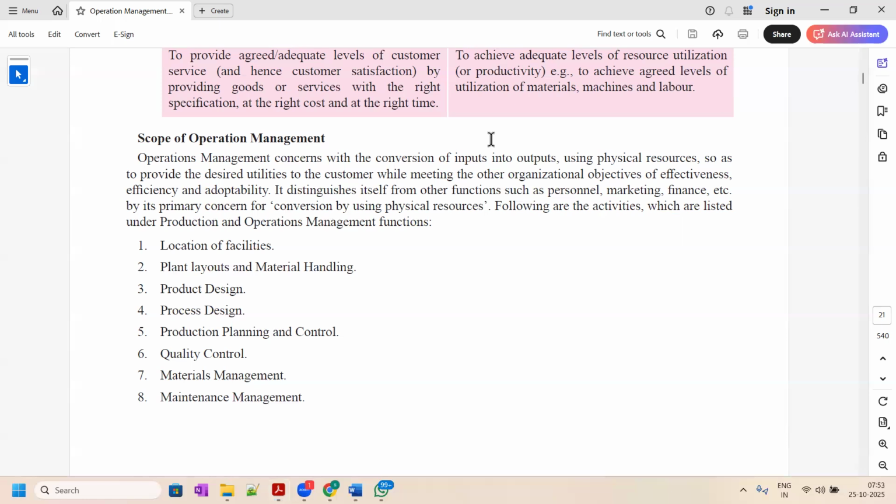Scope of operation management. First we have to know the location of facility, where we have to locate our production plant or service facility plant. Location is important. Imagine you want to start an Amazon delivery center, and if you are thinking of doing it in MG Road or Jayanagar, that is not possible because those are very expensive areas of Bangalore. The delivery center would require a lot of space.